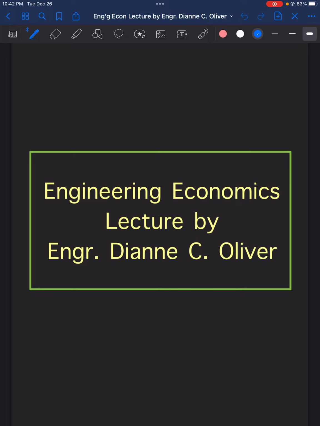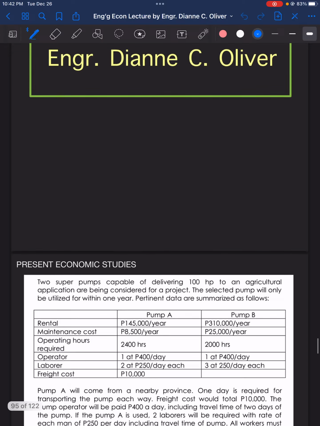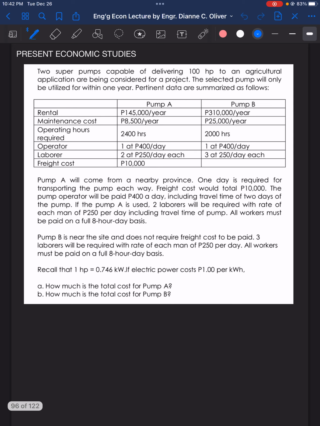In this video, we will solve 3 problems under the topic Present Economic Studies. For problem number 1, 2 super pumps capable of delivering 100 horsepower to an agricultural application are being considered for a project. The selected pump will only be utilized for within 1 year. Pertinent data are summarized as follows.